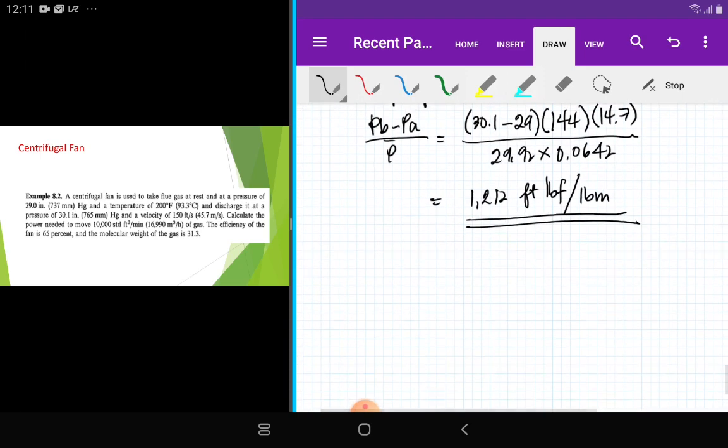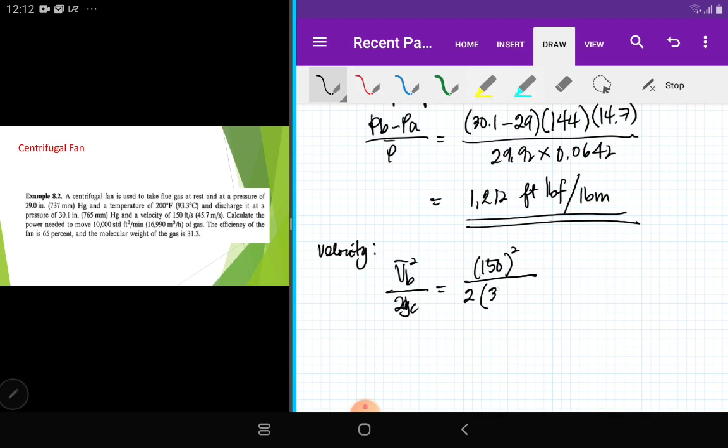After which we can calculate for the velocity head. Remember the equation for the velocity head, and we are using English units. So we have average velocity squared divided by 2gc, so this is the discharge velocity, and according to the problem, your velocity is actually equivalent to 150 feet per second. So 150 feet per second quantity squared divided by 2 multiplied by 32.2 or 32.17. This is actually equivalent to 349.7 feet pound force per pound mass.